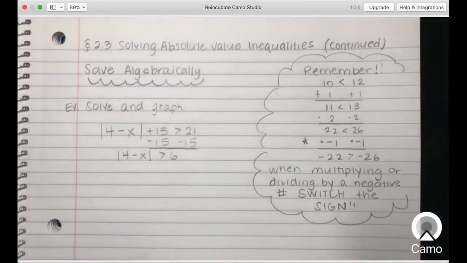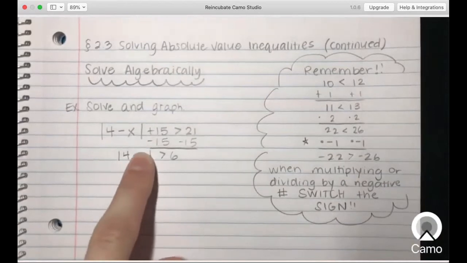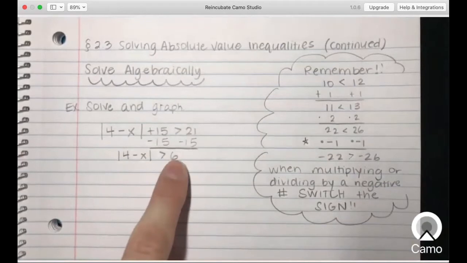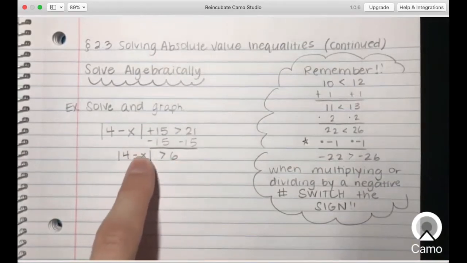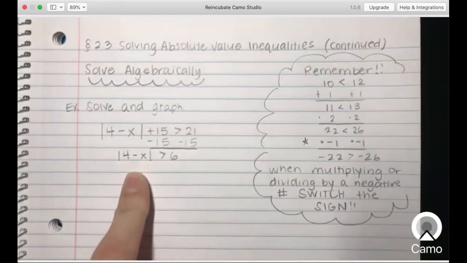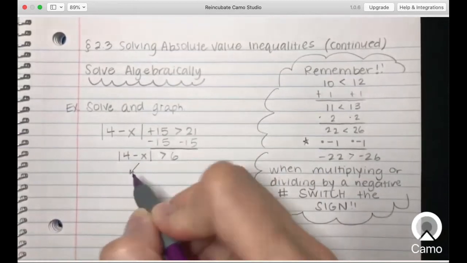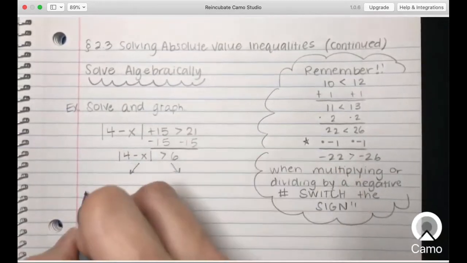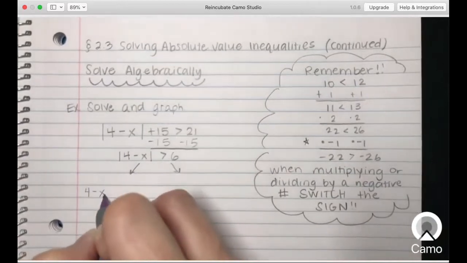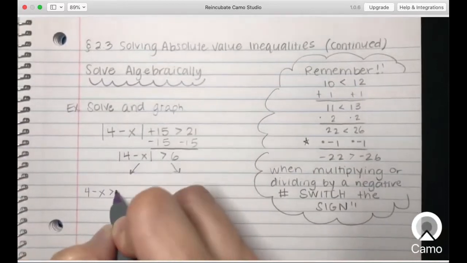So at this point, we know there's two possibilities. We know that this difference can be greater than 6, because the absolute value of 6 will be greater than 6, or this can be less than negative 6. So when we do that, let's go ahead and split it and see what that will look like. So we have 4 minus x is greater than 6.